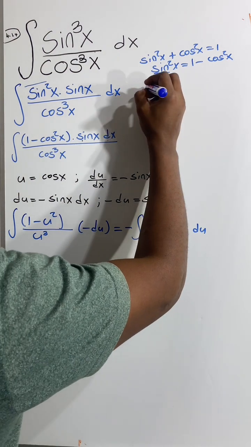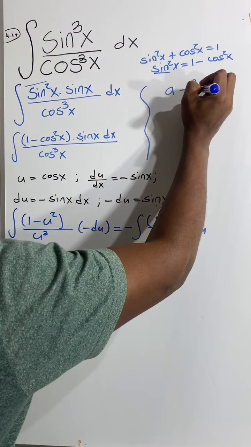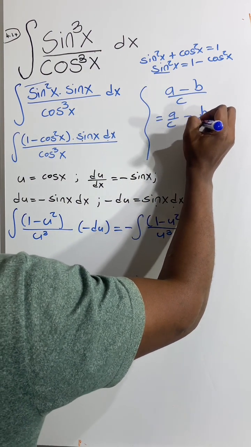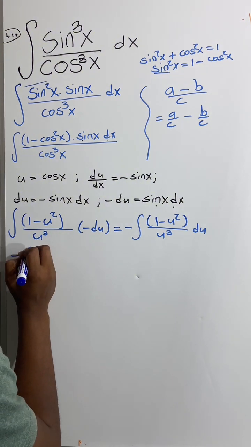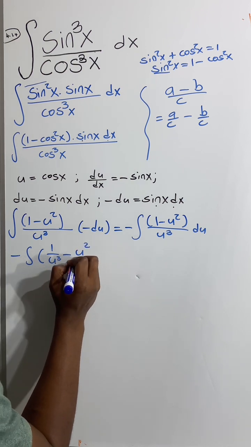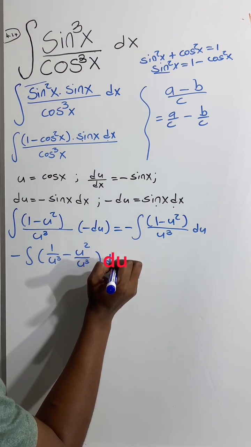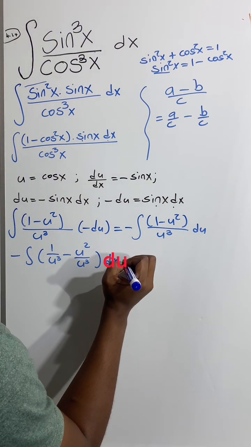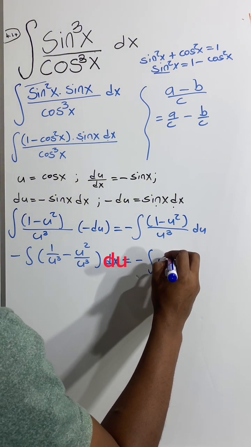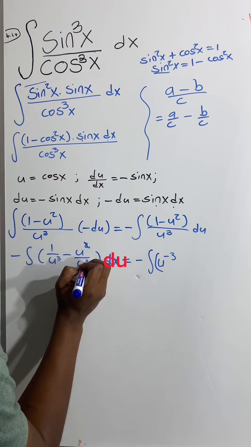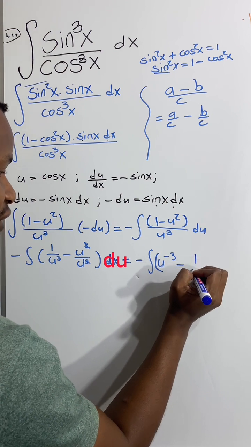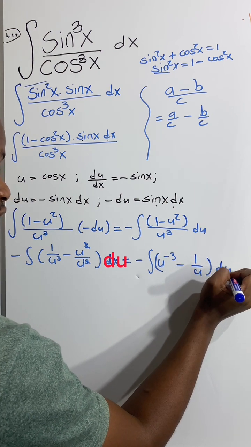And from here, we know that a minus b over c is the same as a over c minus b over c. So we get negative 1 over u cubed minus u squared over u cubed du. We can choose to rewrite that 1 over u cubed as u to the power -3, and that square will cancel one of the squares there, and we'll be left with 1. So we'll have -1 over u du.